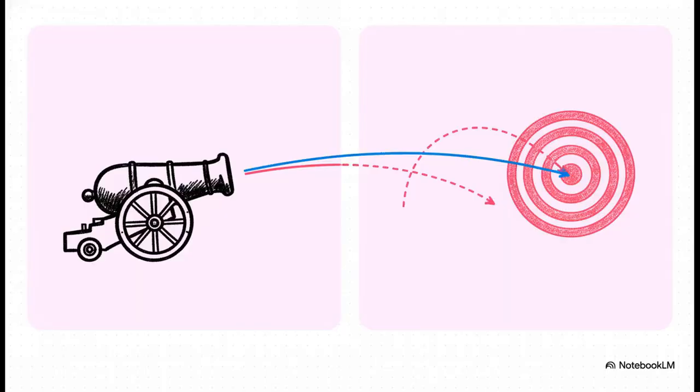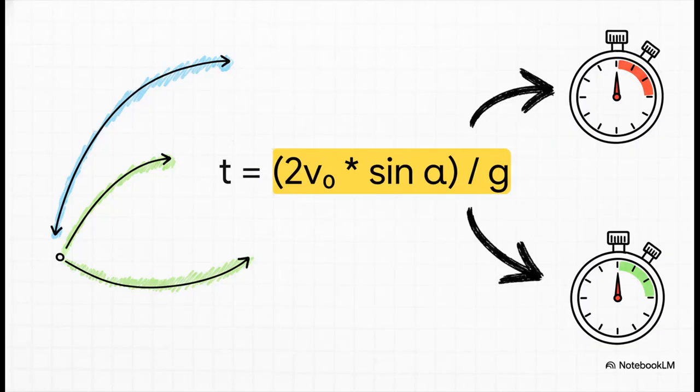So what does that mean for our cannon? It means we have two completely different ways to hit the target. There's a low, direct path, kind of like a line drive, at around 30 degrees, and then there's a high, arcing path, more like a pop fly, at around 60 degrees. Both of them land in the exact same spot. How cool is that?